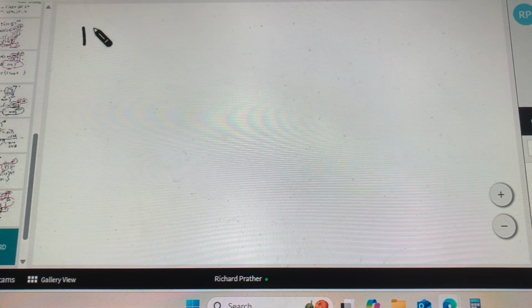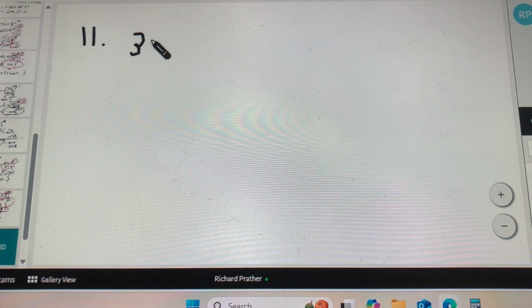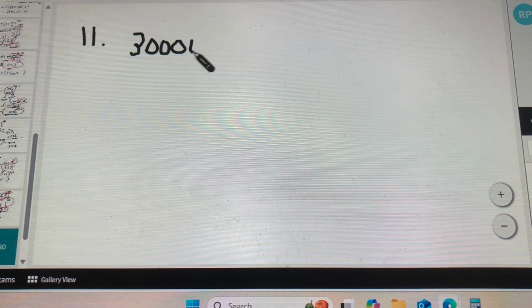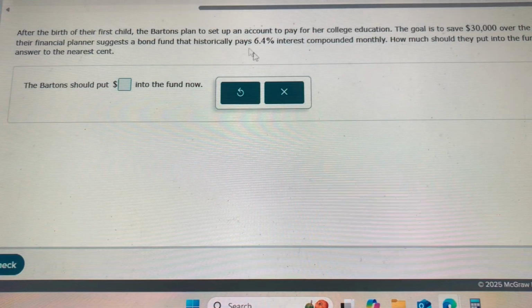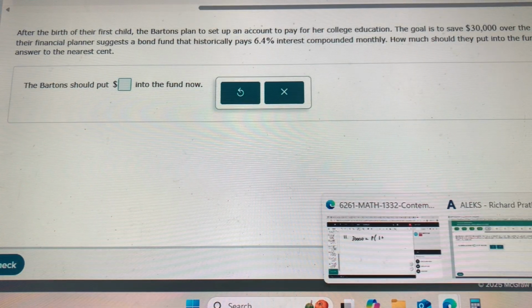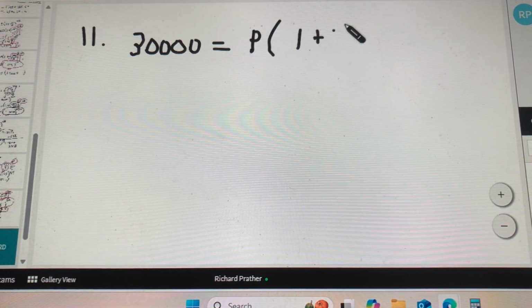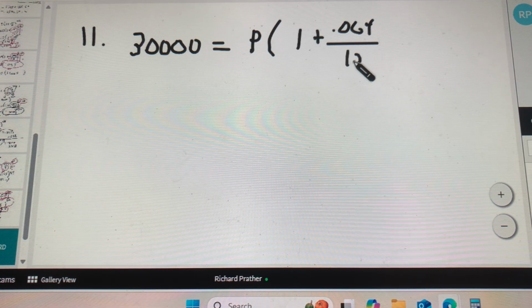I know the future value, and I'm going to put that in: 30,000. But I don't know the present amount, so that's the unknown this time. And it's 6.4% compounded monthly, 0.064. Monthly is 12 for the denominator and the front part of the exponent.